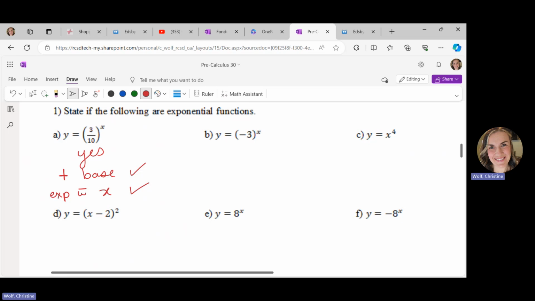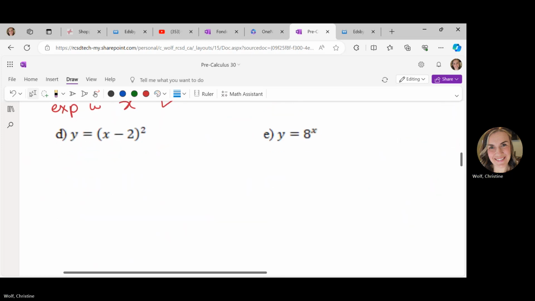Okay, B, no, your base is negative here. Negative base. That's not allowed. That's not an exponential function. This one, any takers? No. Exponent without an x. Your exponent needs to have an x. Your exponent there is just 4. No deal.